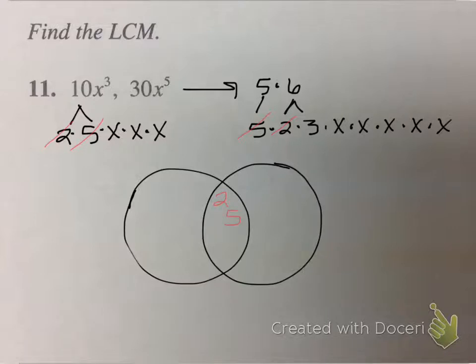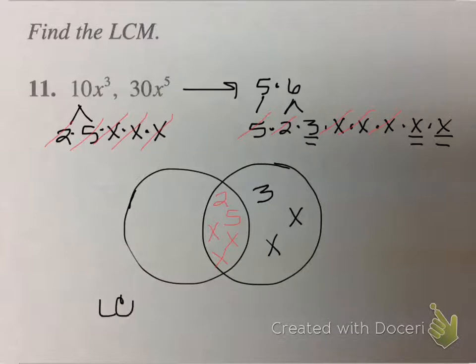They also have x's in common, so there's one x, there's another x, and one more x in common. Now what are the leftovers? Well, everything in 10x cubed we've already got accounted for. But when I move over to the 30x to the 5th, I still have a 3, and an x, and another x.